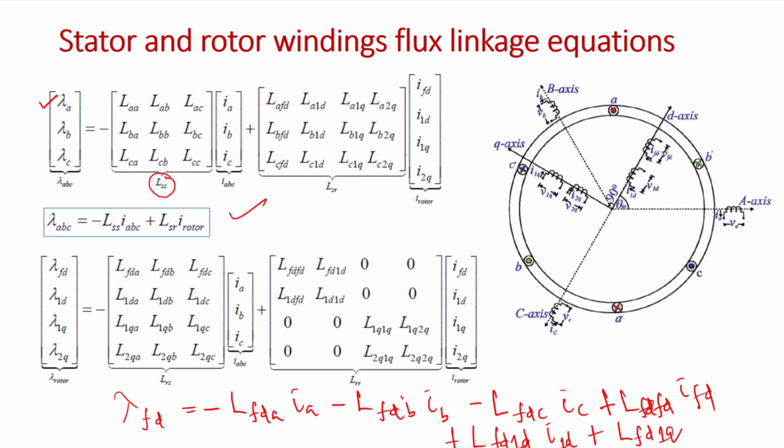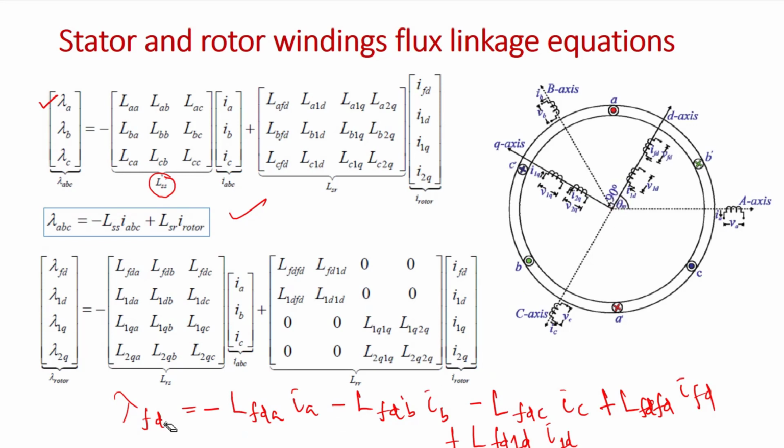LFD1Q. LFD1Q will be 0 because the displacement between the D axis and Q axis is 90 degrees, so there is no need to consider this. Similarly, LFD2Q will also be 0. The mutual inductance between the Q axis and D axis will be 0 because they are 90 degrees apart, so this is not considered. Similarly, for the others, these mutual inductances are considered to be 0.